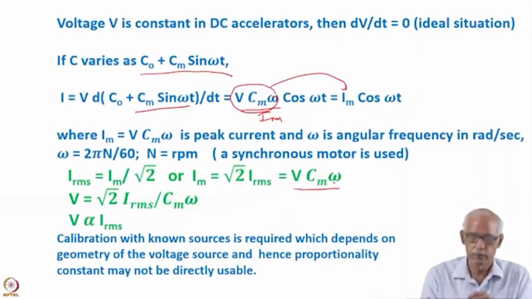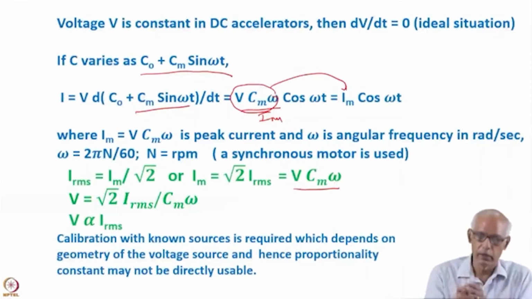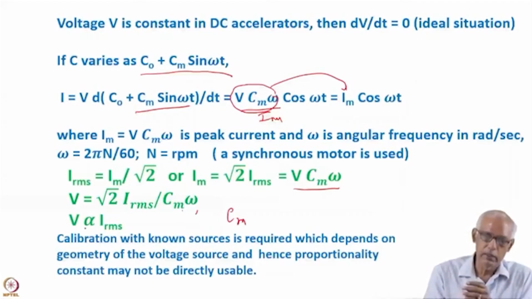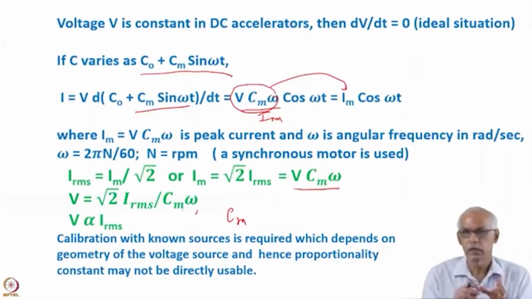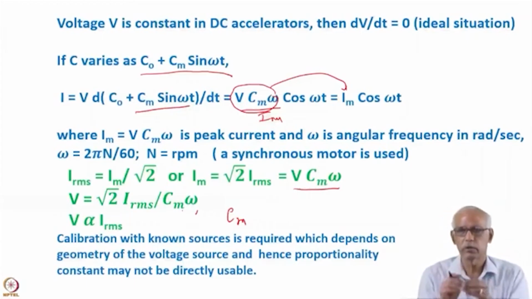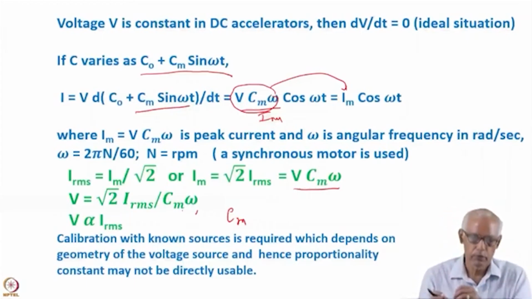So this is Im. That means V, the voltage which you are trying to measure, is nothing but root 2 times I RMS into Cm into omega. Or you can say that here the voltage is proportional to I RMS. And that RMS value of that voltage we are measuring through a meter or something.